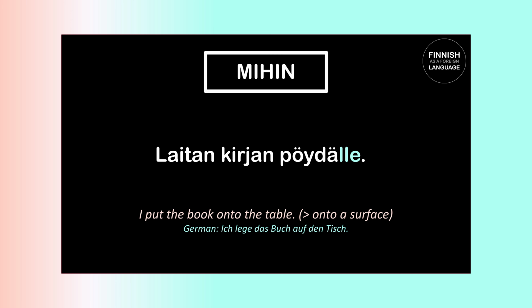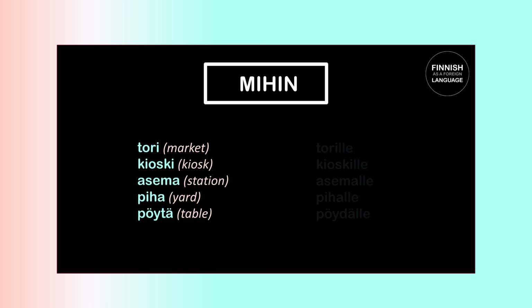Kirjan here is standing in the genitive case, meaning the book, and pöydälle here is standing in the allative case because we want to say onto the table. I put the book onto the table. Laitan kirjan pöydälle. Alright, again, let's take a quick look at some common open places, surfaces, or not enclosed areas in the allative case. So, tori becomes torille. Kioski becomes kioskille. Asema becomes asemalle. Piha becomes pihalle. And pöytä becomes pöydälle.